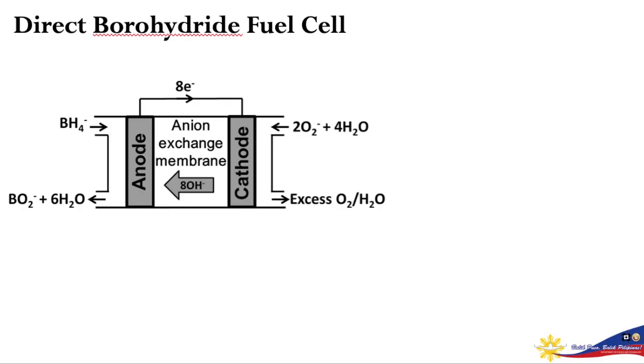Direct borohydride fuel cell is an alkaline-based fuel cell that uses aqueous borohydride solution as the anode fuel and oxygen at the cathode. Over an electrocatalyst that is selective towards the direct oxidation of borohydride, each borohydride ion is capable of liberating 8 electrons to the electrode via this suggested half-anodic reaction.